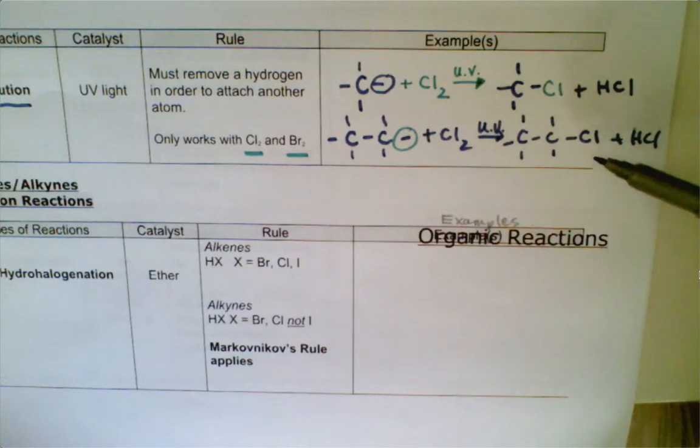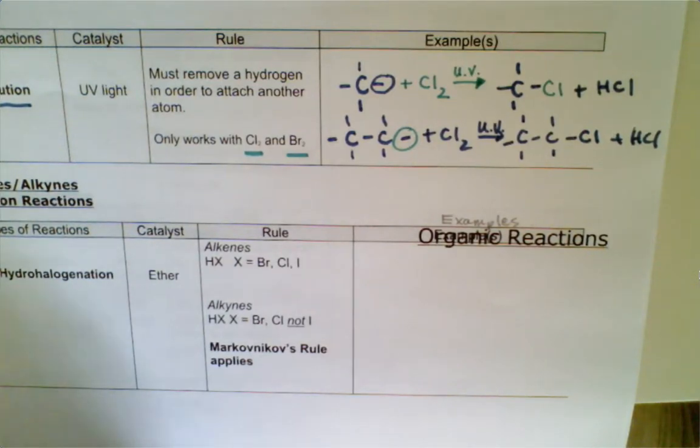So in this case, we got 1-chloroethane, but you could get 1,1-dichloroethane, 1,1,1-trichloroethane, and so forth. So that can continue in terms of substitution. Let's take a look on the video how that works.